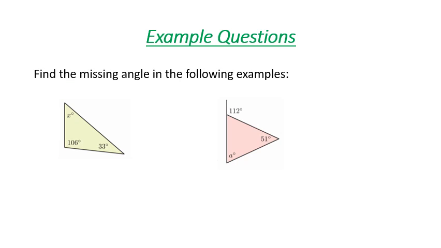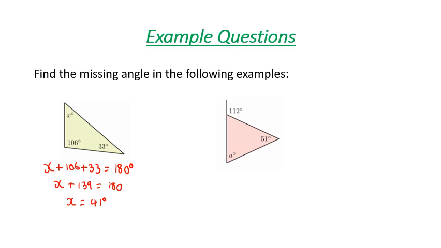Okay, so let's have a look at some example questions here. Again, very similar to the ones I just showed you. Find the missing angle in the following examples. Here we know that x plus 106 plus 33 must equal 180 degrees. Therefore, x plus 139 must be 180. Therefore, x is 180 take 139, which is 41 degrees.